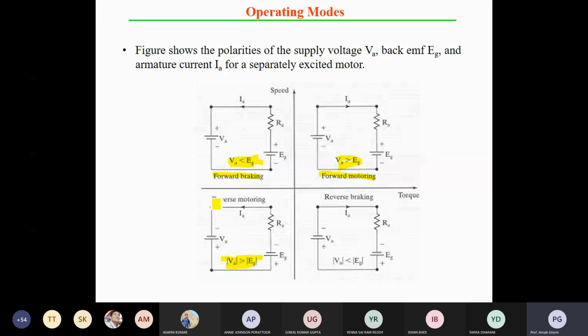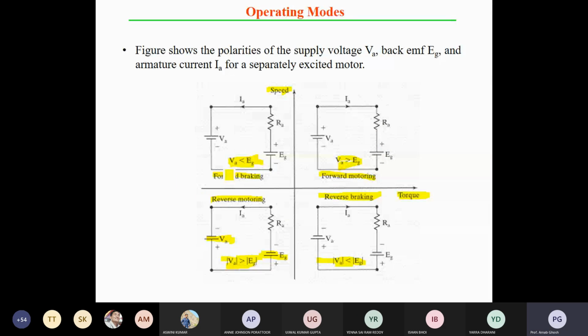So it is your torque and speed characteristics given below. Here power is positive, torque is positive, speed is positive. Here power is negative, basically torque is negative, on the minus axis, and speed is positive. Here torque and speed both are negative, so power is positive. Here speed is negative but torque is positive, so again power is negative. So in the first and third quadrants power is positive, and in the second and fourth quadrants power is negative.